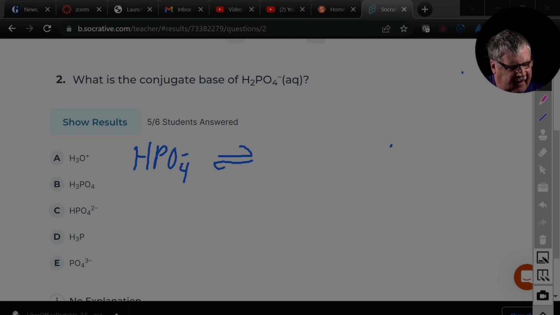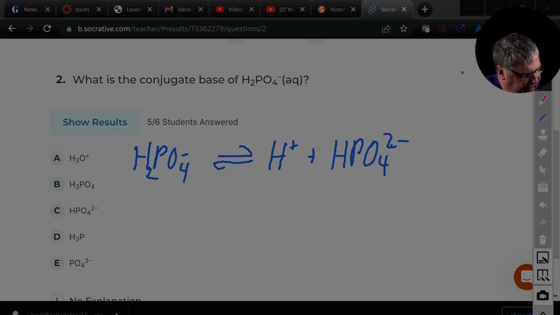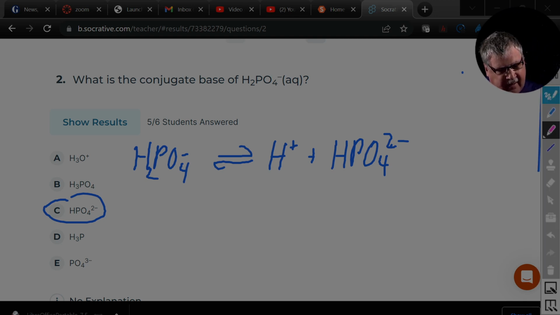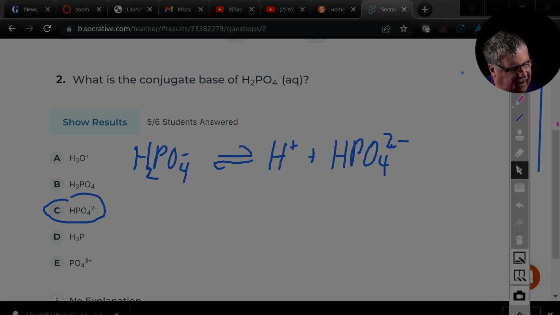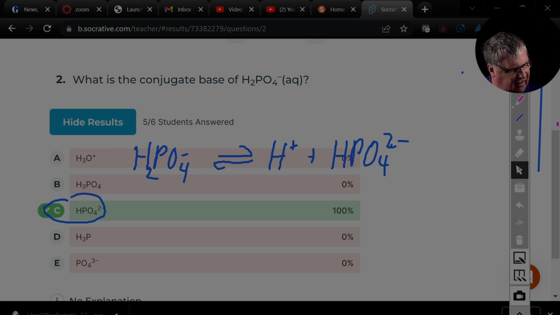Conjugate base. This is an anion, but the conjugate base is the form of this anion, H2PO4, where I take away one more proton. So what I'm going to end up with is this anion here, this monohydrogen phosphate anion, if you will. That's what it's known as in the trade. All right, and so what did we get here? Okay, everybody chose it. Good.